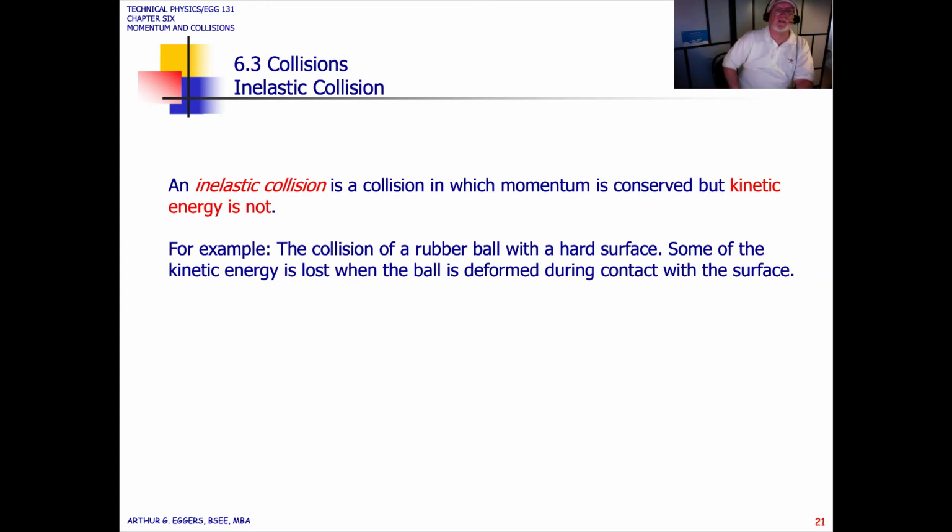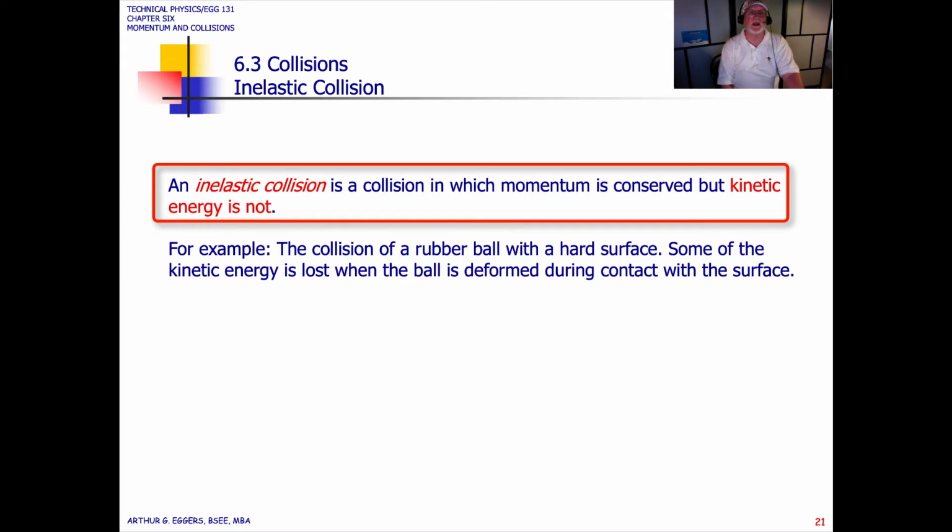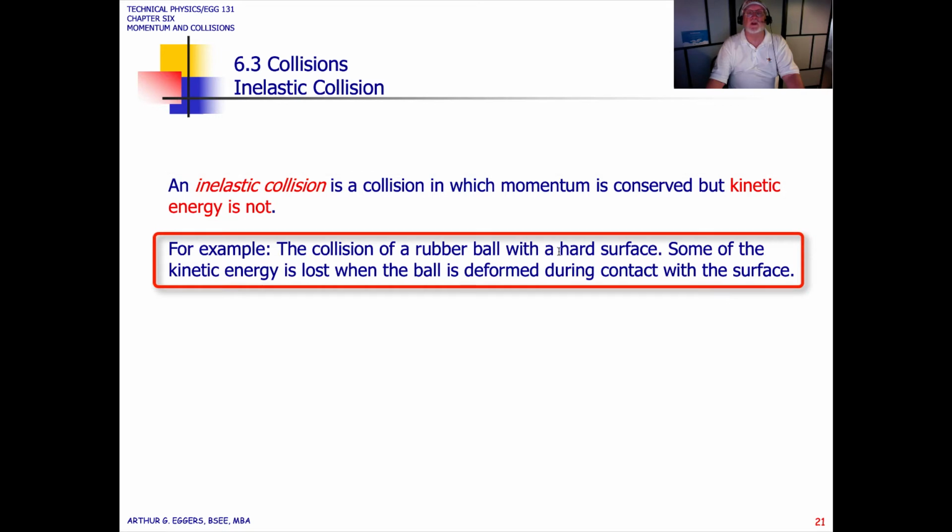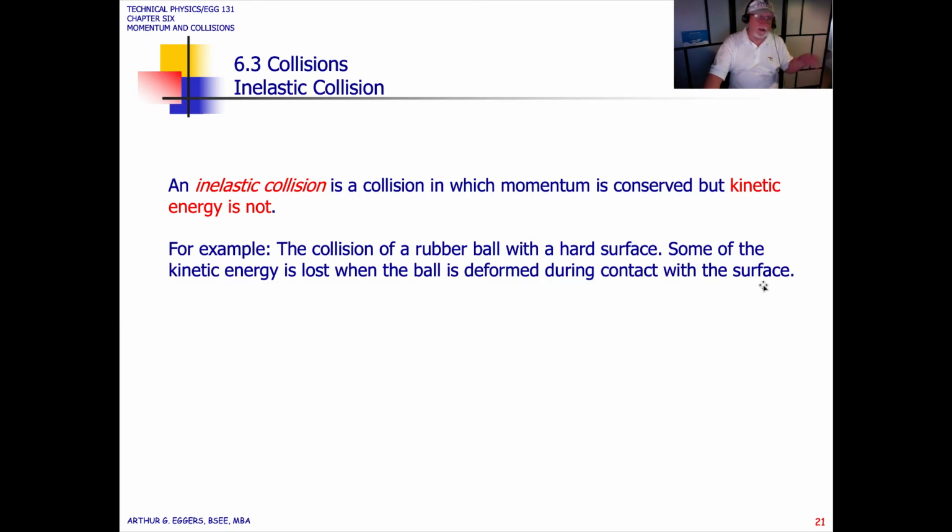So let's look at the first category, inelastic collision. An inelastic collision is a collision in which momentum is conserved, but kinetic energy is not. For example, the collision of a rubber ball with a hard surface. Some of the kinetic energy is lost when the ball is deformed during the contact with the surface. And if you've ever dropped a ball onto a hard surface, it's got to give some, otherwise it's not going to bounce.